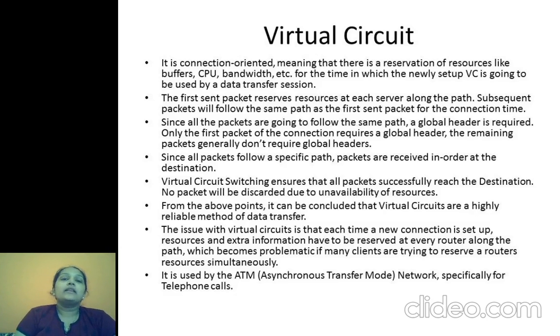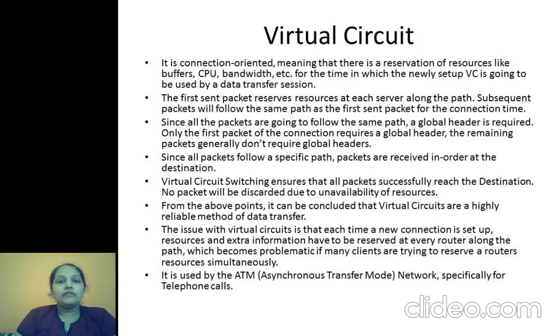Virtual circuit is a connection oriented service, which means a connection should be maintained in the network, or in other words you have to create connectivity in the network. It reserves resources like buffer, CPU, bandwidth, etc.